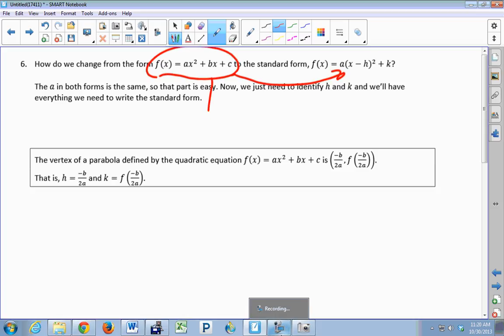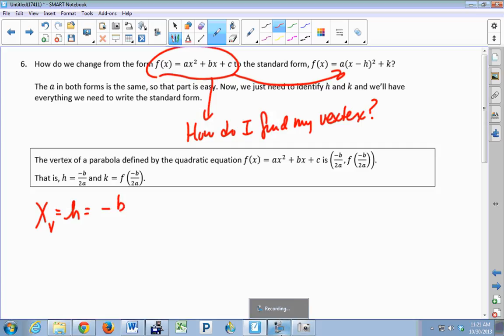If we start out here, we want to know, how do I find my vertex? I can find a. A is the same in both. How do I find my vertex? Here's the formula right here. h, remember, is the x value of your vertex. I use x sub v, the x value of the vertex. That's h. All you have to do is take negative b over 2a. Maybe that looks familiar to you, the opposite of b over 2a. That comes from your quadratic formula.